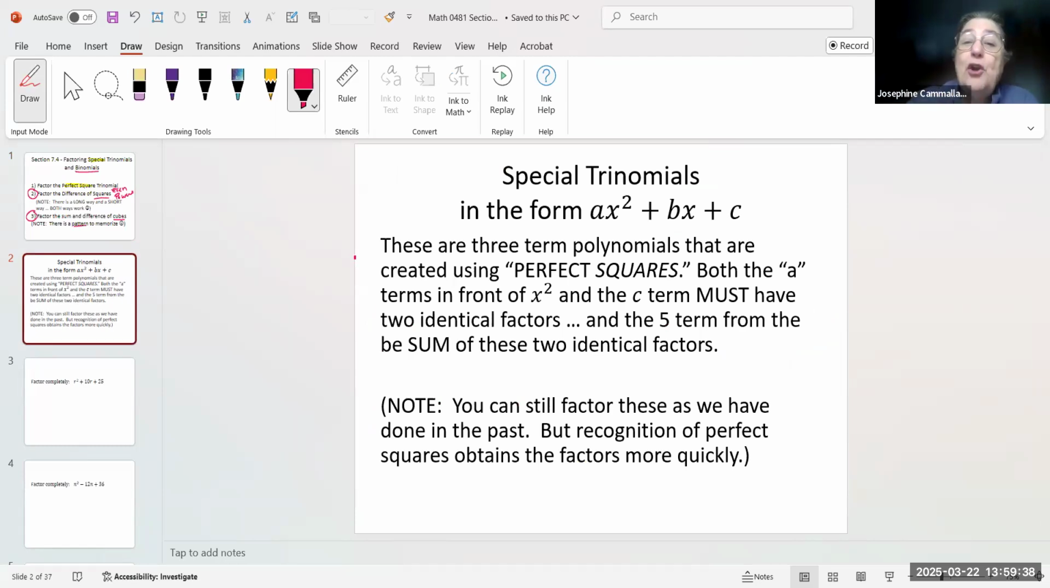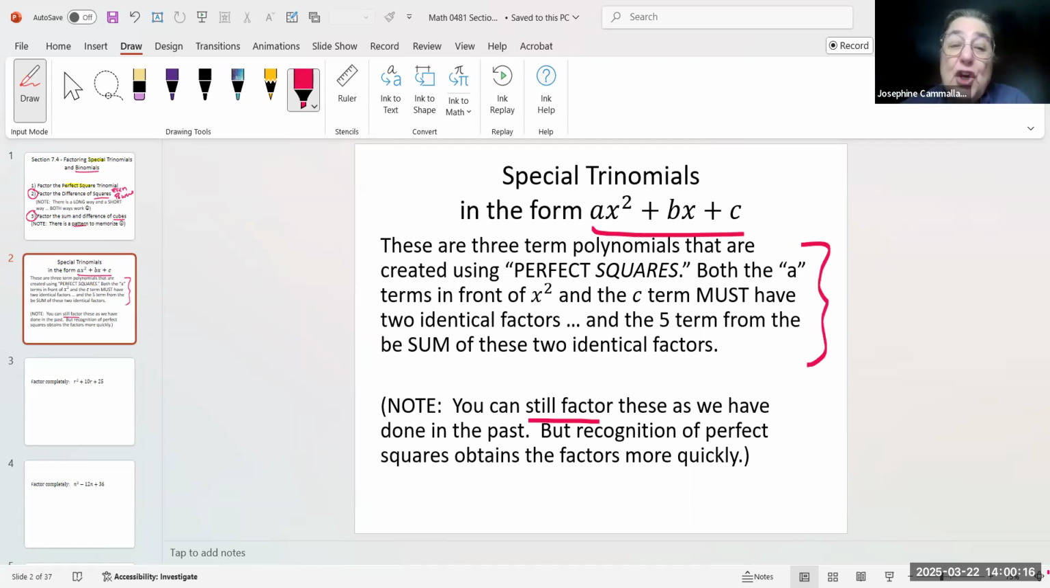Okay, we have special trinomials that are in the form ax squared plus bx plus c. Now, these are a 3-term polynomial that create a perfect square. Now, there is a long way and there is a short way to do this. The long way is the way we've still been factoring these as we've done in the past. But there is a shortcut.